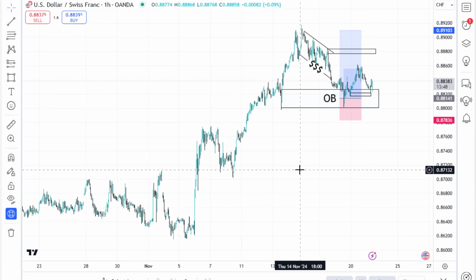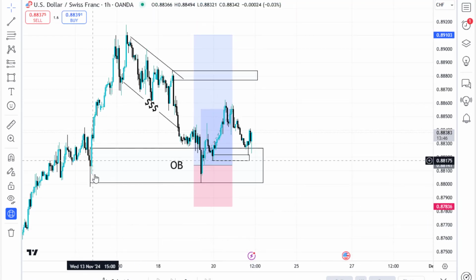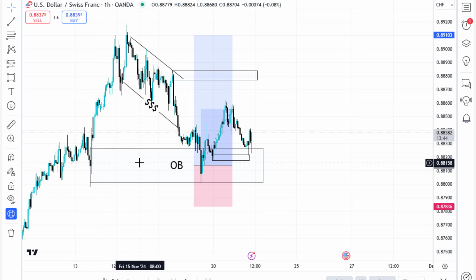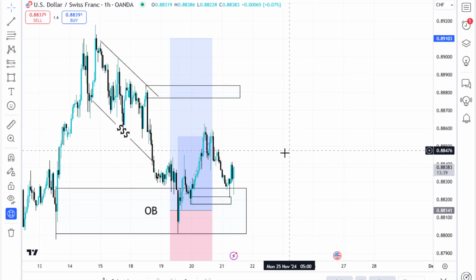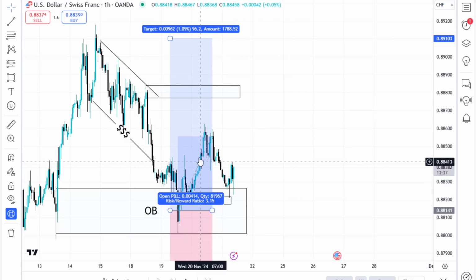If you look at the H1 time frame, you can see that price mitigated a key order block last week, or yesterday. After mitigating this order block, we had a confirmation. People who entered earlier entered based on this.